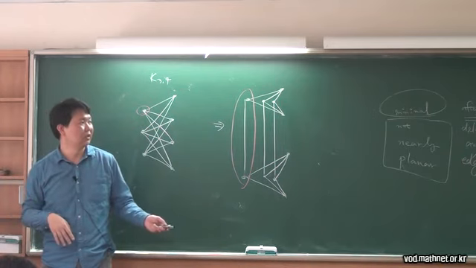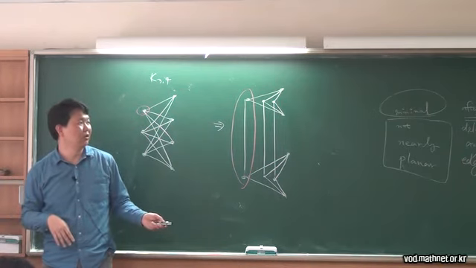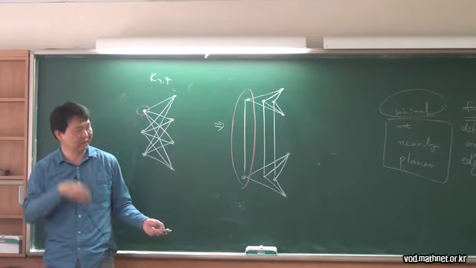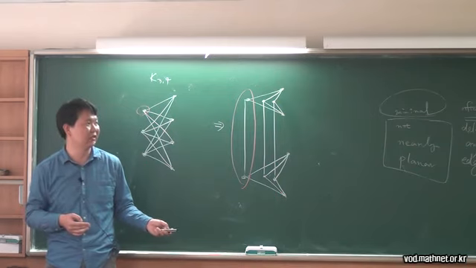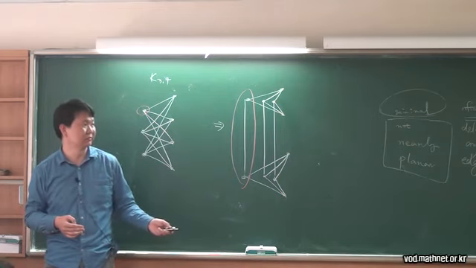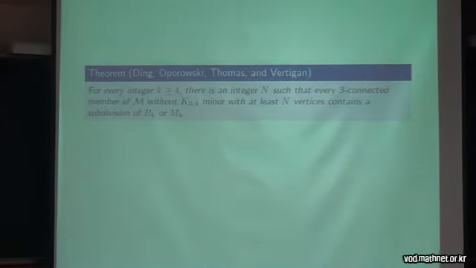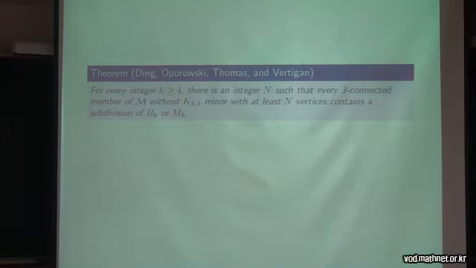So this Ding, Oporowski, Guoli Ding, Bogdan Oporowski, and Robin Thomas and Dirk Vertigan's result is reformulated like this. We can just focus on BK and MK. So now I want to explain the definition of BK and the definition of MK.